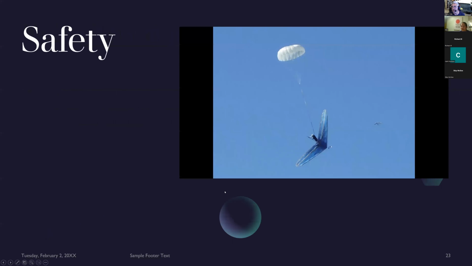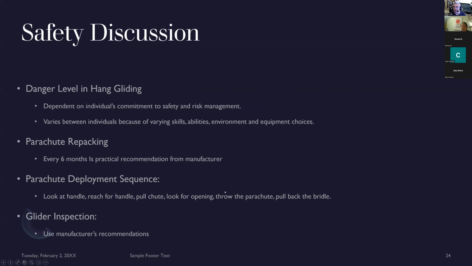All right, we'll talk a little bit about safety. The danger level in hang gliding depends on the individual's commitment to safety and risk management. It varies between individuals because of skills, abilities, environment, and equipment choices, right?